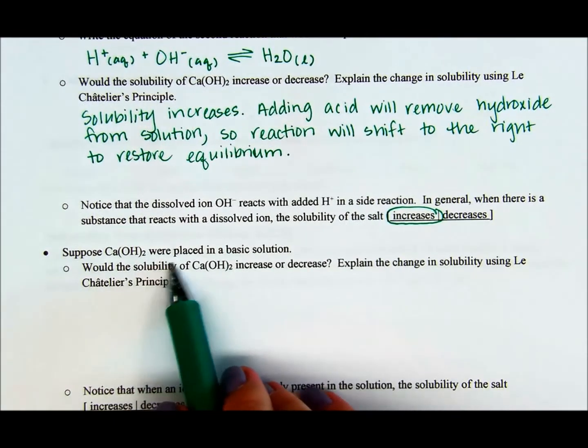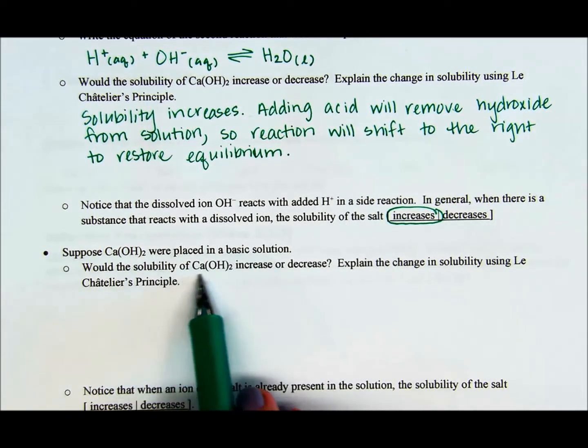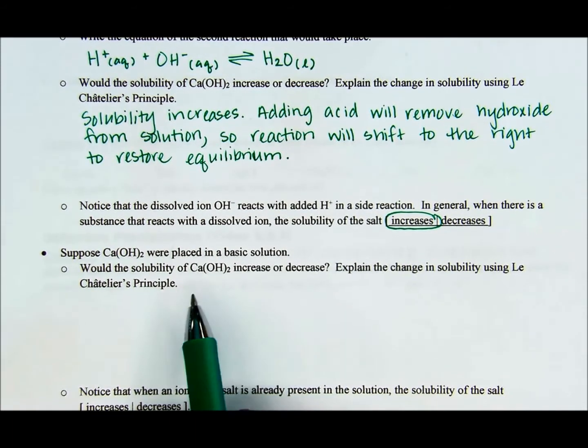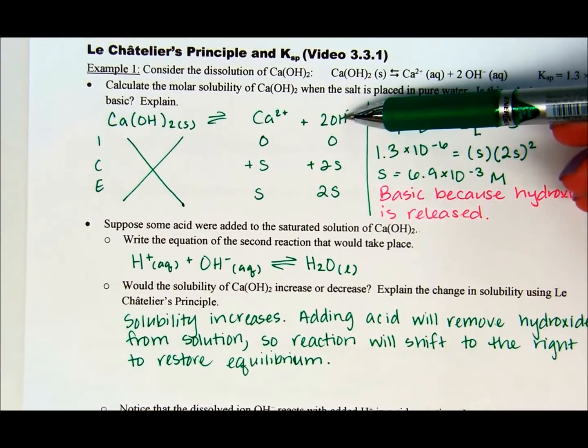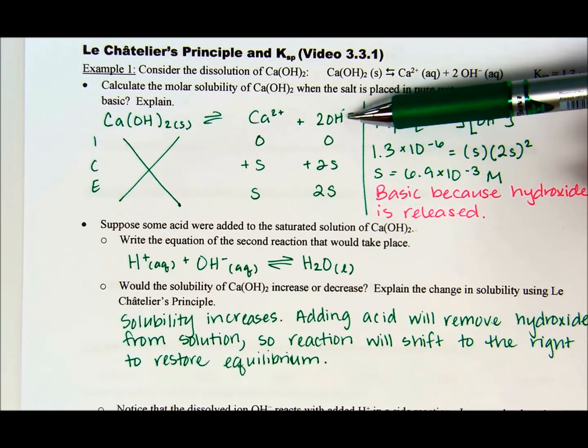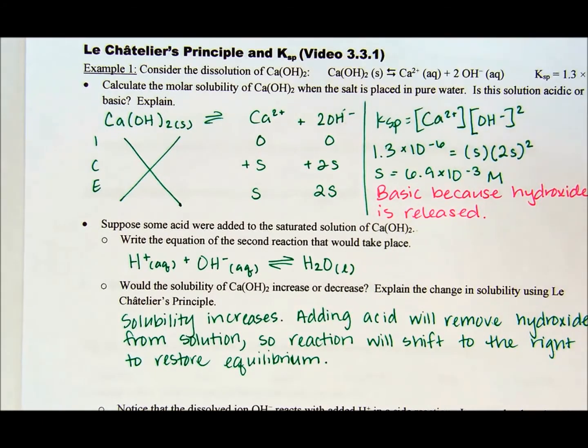Now, suppose calcium hydroxide were placed in a basic solution. Would the solubility of calcium hydroxide increase or decrease? Explain the change using Le Chatelier's principle. So if you were to add more of this, what would happen? I'd like you to please pause the video, write whether or not solubility increases or decreases, and the reason. Go ahead.